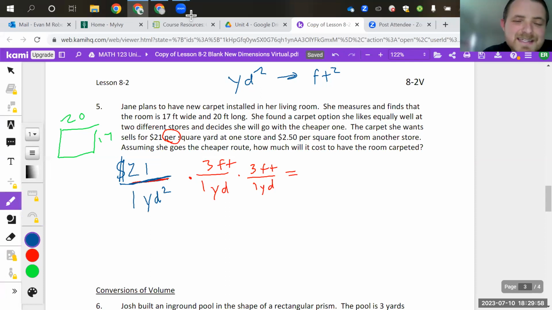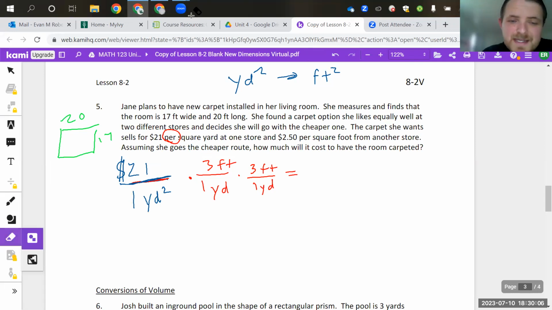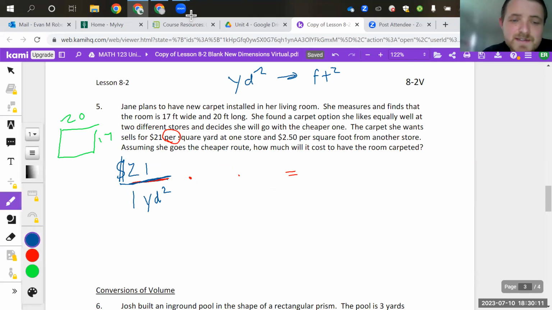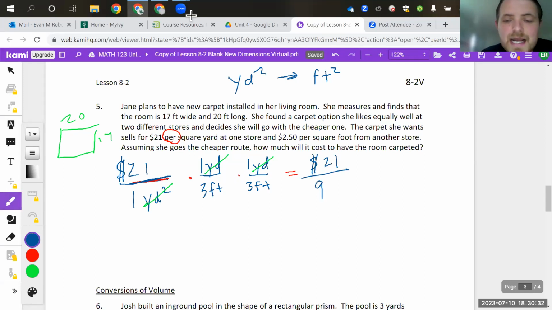So if I leave it like it is, I'm going to have all yards in the bottom, which is not good. So I've got to flip my red ones around. Again, I apologize. I really hate erasing as a student. I know it's annoying. Not that that makes you feel better, but just know that I know it's annoying. Okay, so we've got yard squared canceling out. So I'm going to have $21 per 9 feet squared.